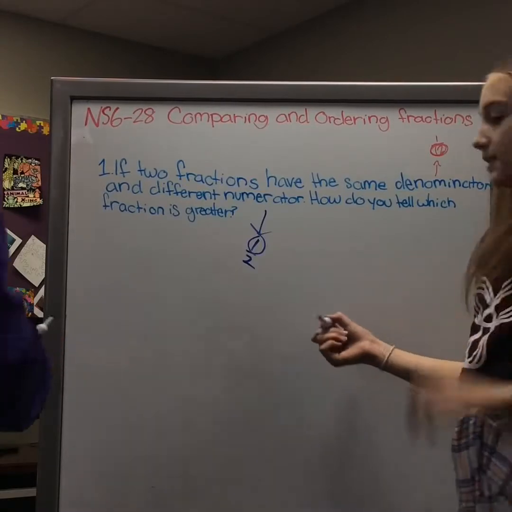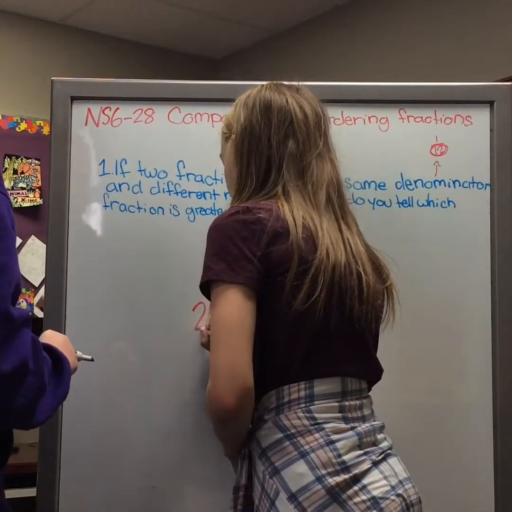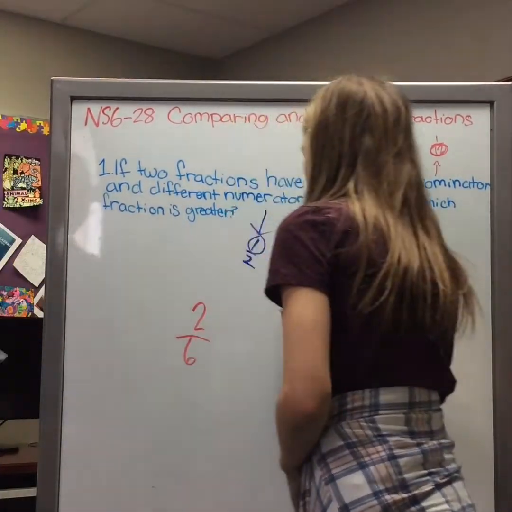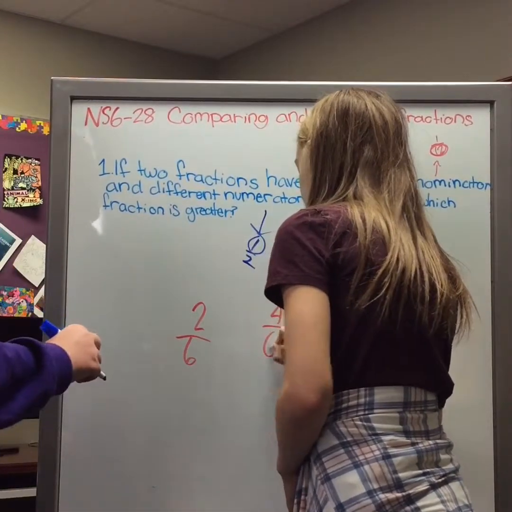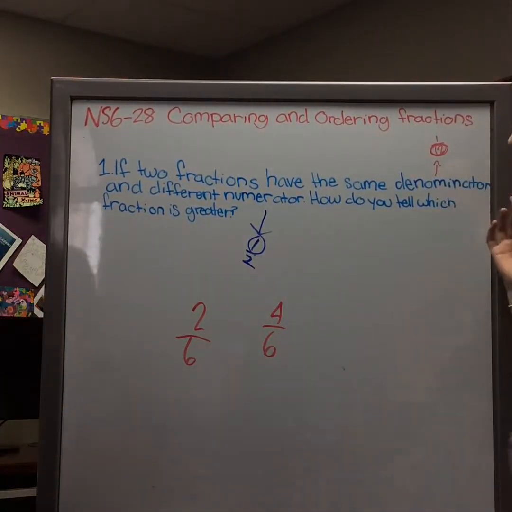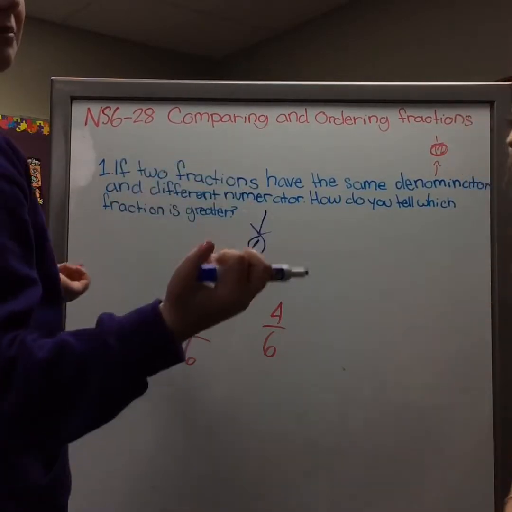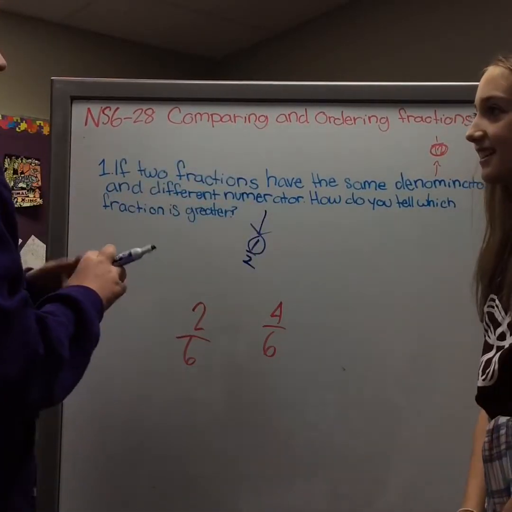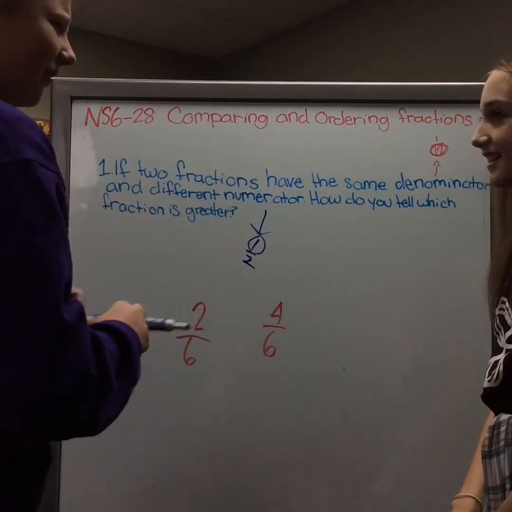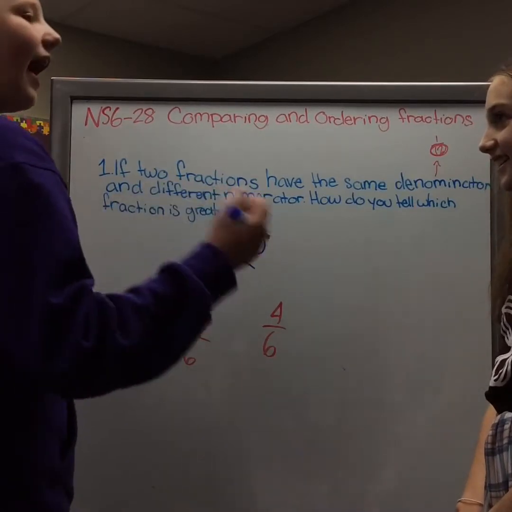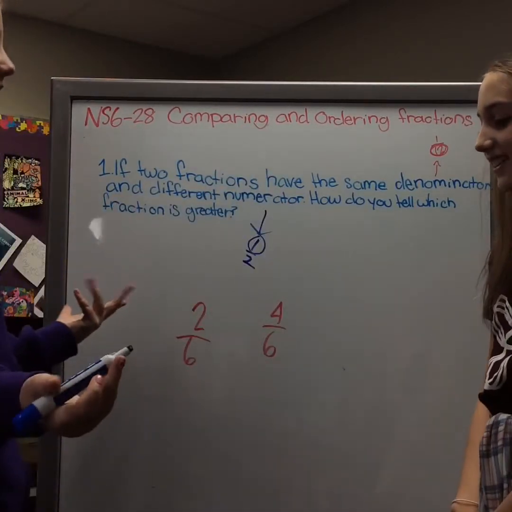So now let's pretend we had two fractions, 2/6 and 4/6. As you can see, they have the same denominator like the question states. And I know you're probably thinking right now, this is an easy one. But how do you know?